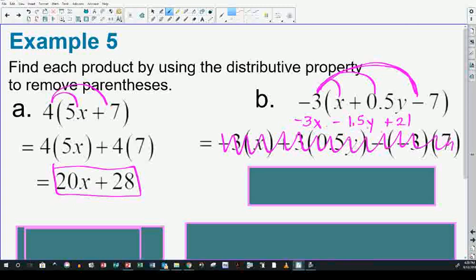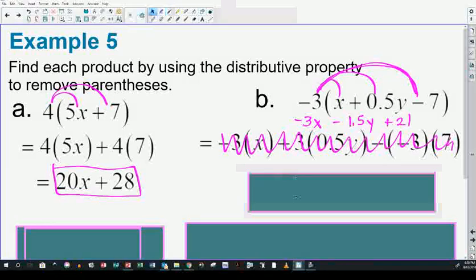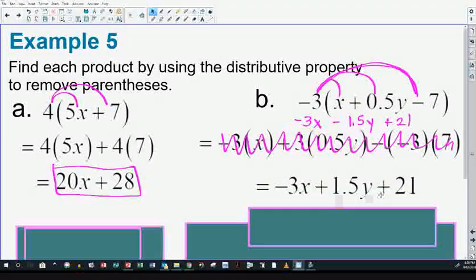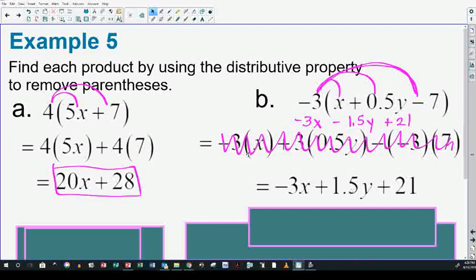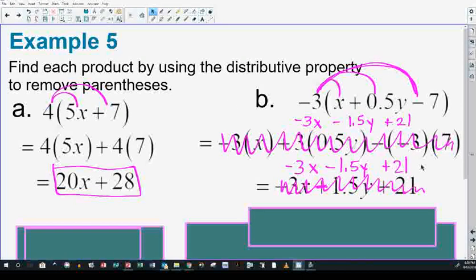So this would be your final answer when you're done, simply because nothing is alike, so you can't combine anything else. Well, they have the typo there. This should be negative. So negative 3x minus 1.5y plus 21. So major typo in this example. Sorry about that.